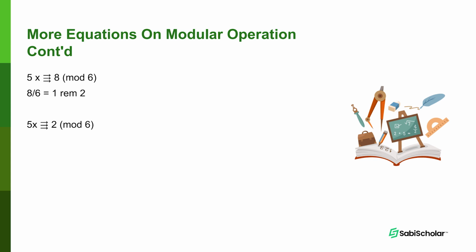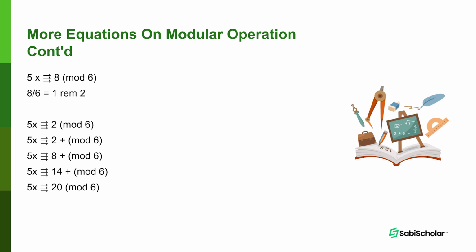What we'll now do is bring up that 2 to a value that is exactly divisible by 5, such that when we divide by 5, there will not be any remainder. To do that, we simply add the modulo to the 2 until we get the first value that is exactly divisible by 5. So 2 plus 6 is 8. 8 is still not exactly divisible by 5. Then 8 plus 6 is 14. 14 is not exactly divisible by 5 because it gives us 2 remainder 4. Then 14 plus 6 is 20. Now 20 is exactly divisible by 5.